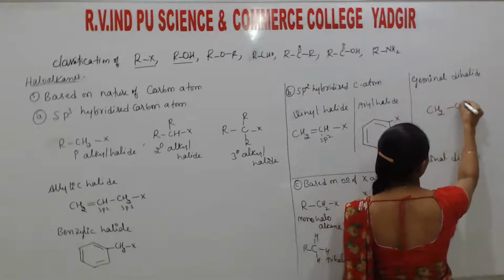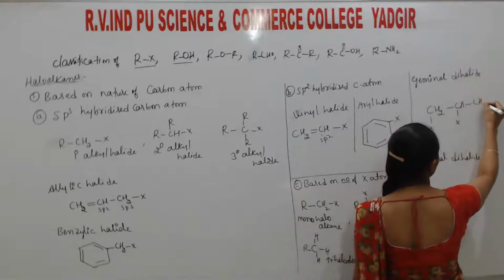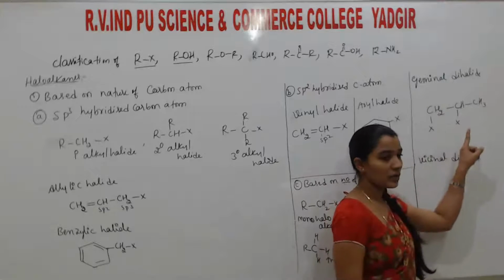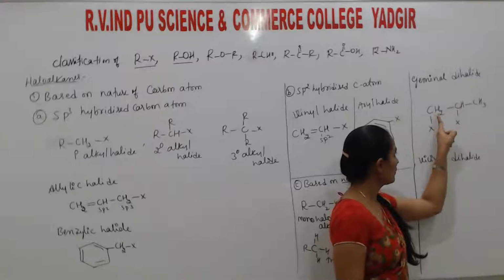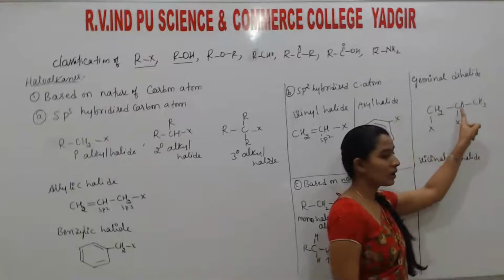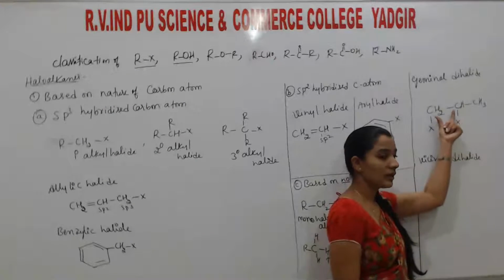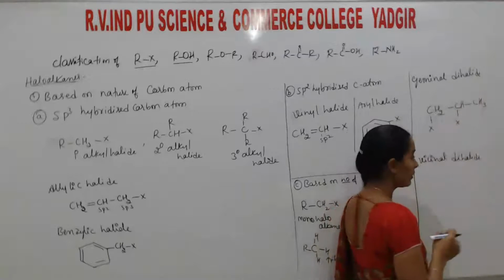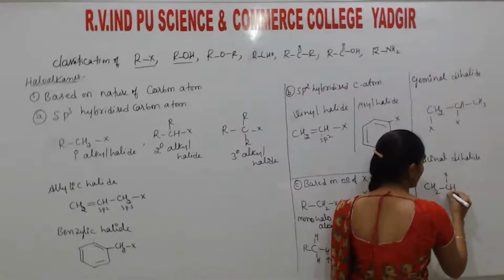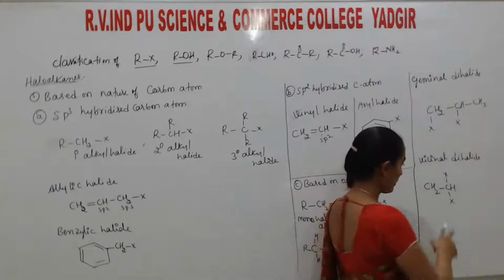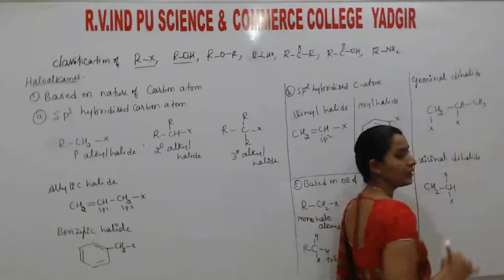Assume this structure. If the two halogen atoms are attached to adjacent carbons, so this is carbon atom 1, 2, 3, meaning one X is attached to carbon 1, another X is attached to carbon 2. Okay, they are adjacent to each other. Then that is geminal dihalide. If two halogen atoms are attached to the same carbon, then it is vicinal dihalide.